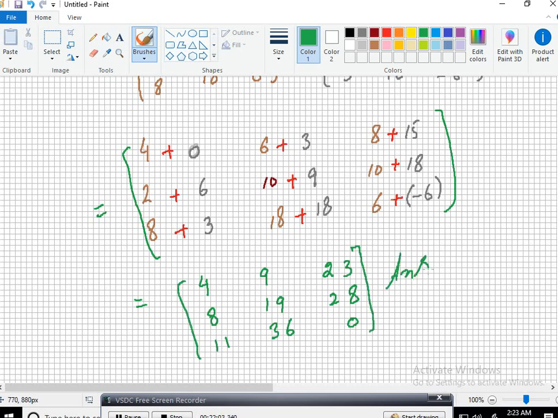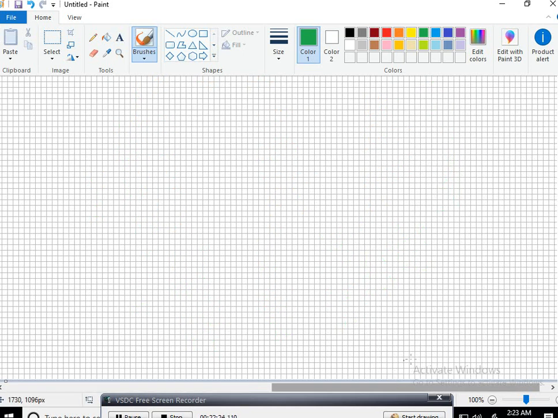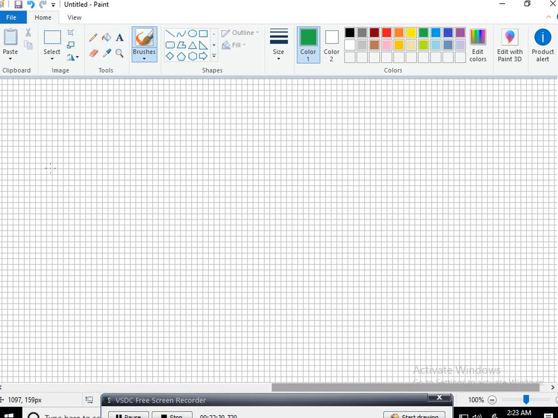Next part is 2A plus 3B. So now I am going to write A here, which is 2, 1, 4, 3, 5, 9, 4, 5, 3, plus 3, and I am going to write B here, 0, 2, 1, 1, 3, 6, 5, 6, minus 2.